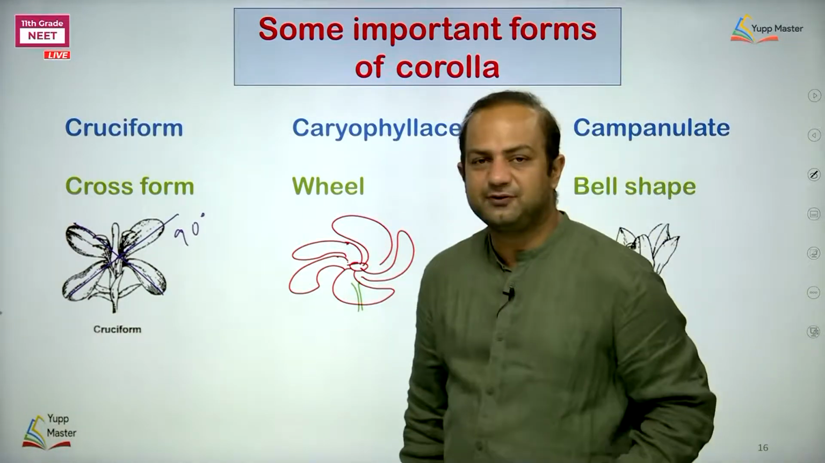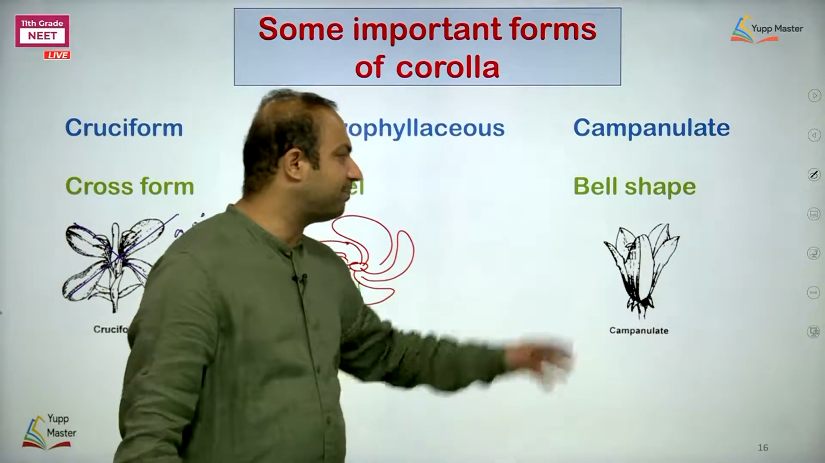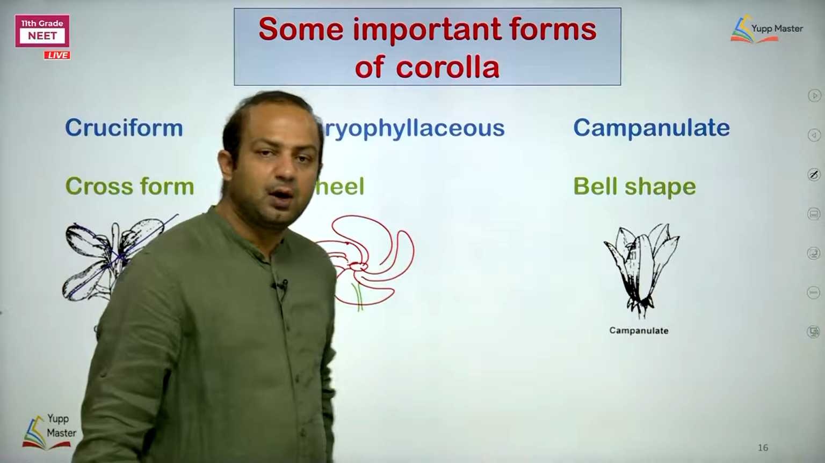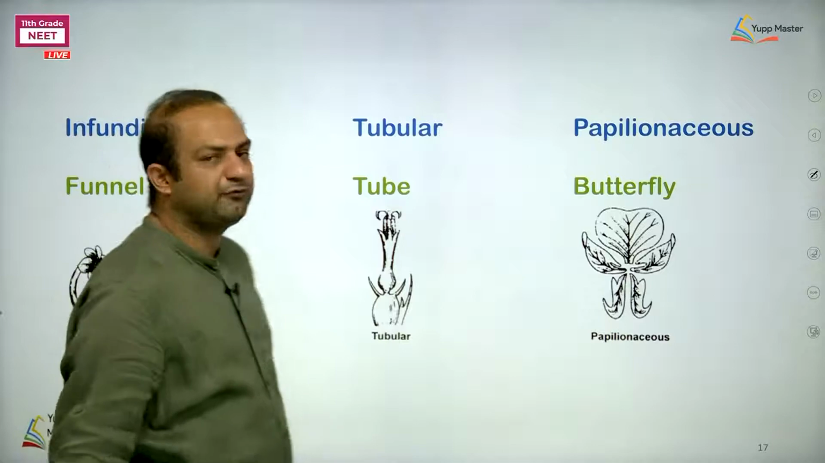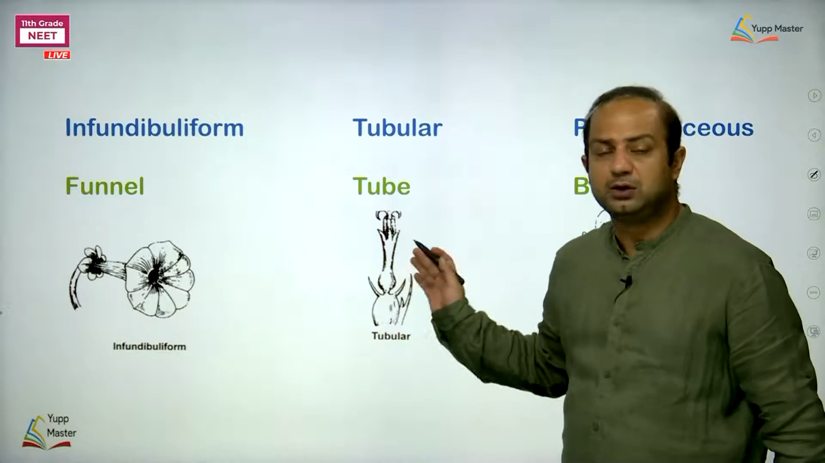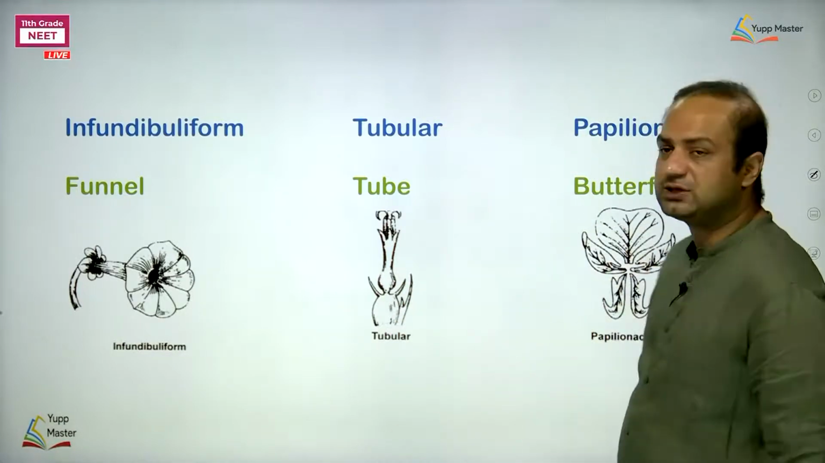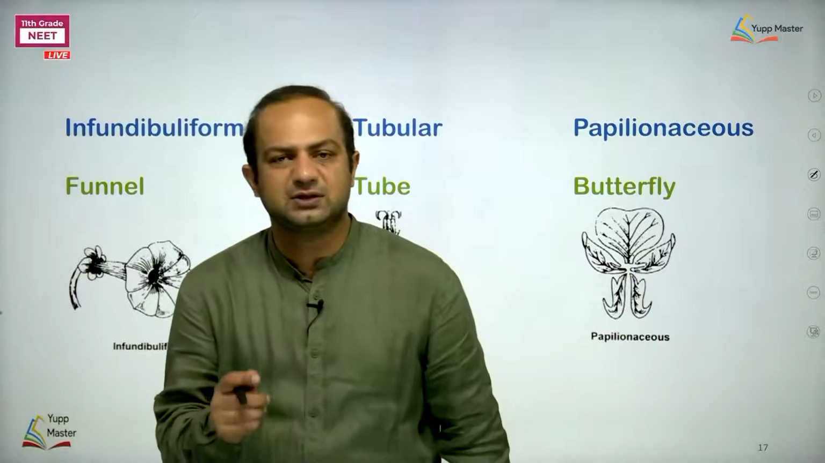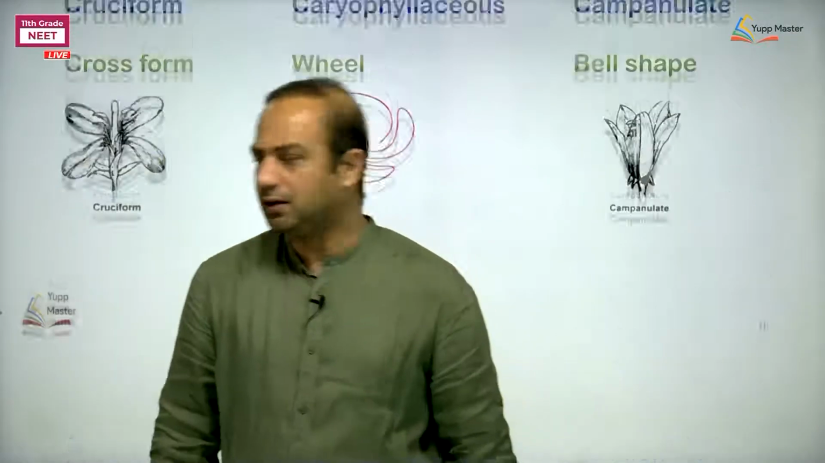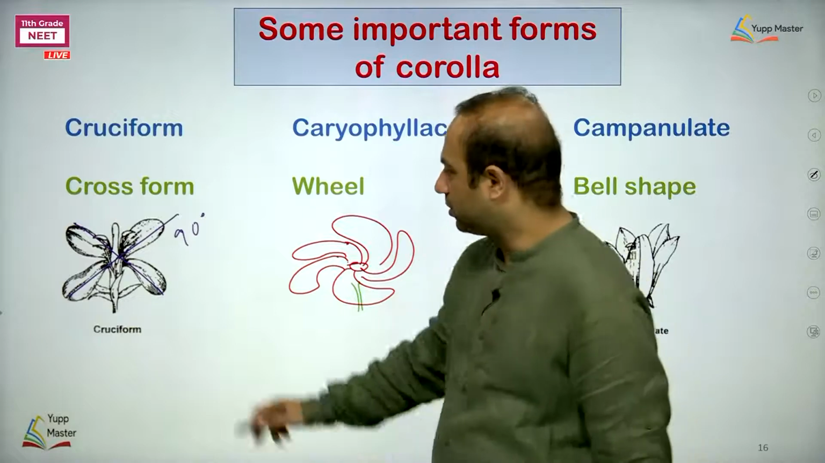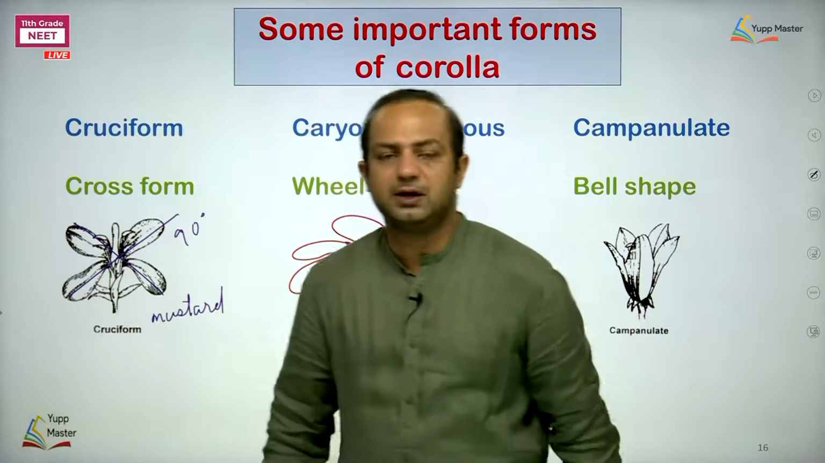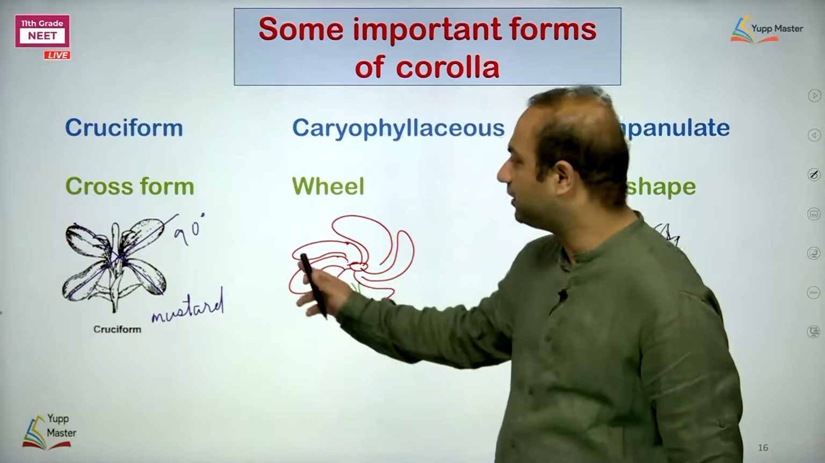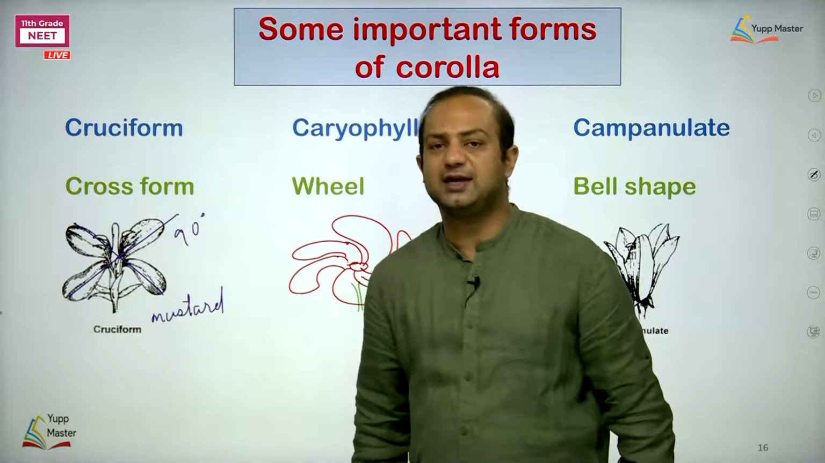Okay, they are appearing as a wheel, or you may be having the example like bell shape, means campanulate, or the infundibuliform, means funnel shaped. Okay, or you may be having tubular, tube-like structure, and papilionaceous means the butterfly. Okay, let me tell you some important examples of these all, right? The cross form is seen in mustard. The mustard family was formerly named cruciferae. It is only on the basis of what? The type of corolla they have.